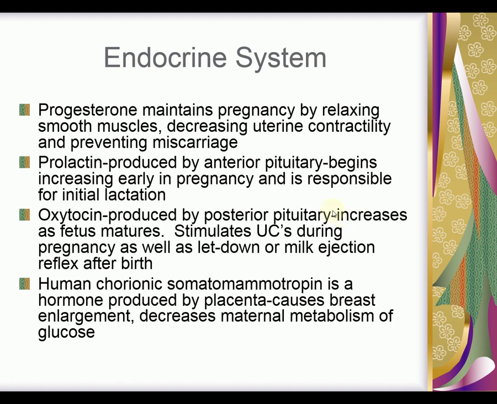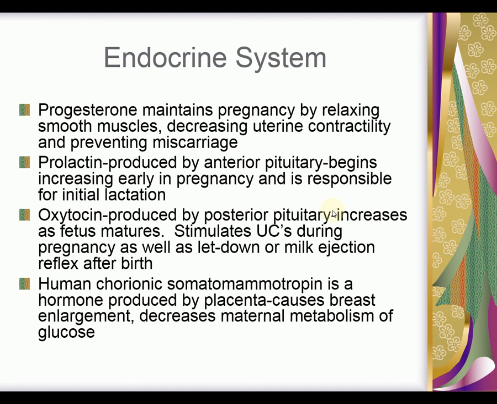Okay, so this is going to be an increase in your early pregnancy, and it's responsible, of course, for lactation. Oxytocin helps with the letdown of lactation, but it also stimulates the uterine contractions during pregnancy. And of course, it definitely increases as the fetus matures. The oxytocin is produced by the posterior pituitary, whereas the prolactin is produced by the anterior pituitary.